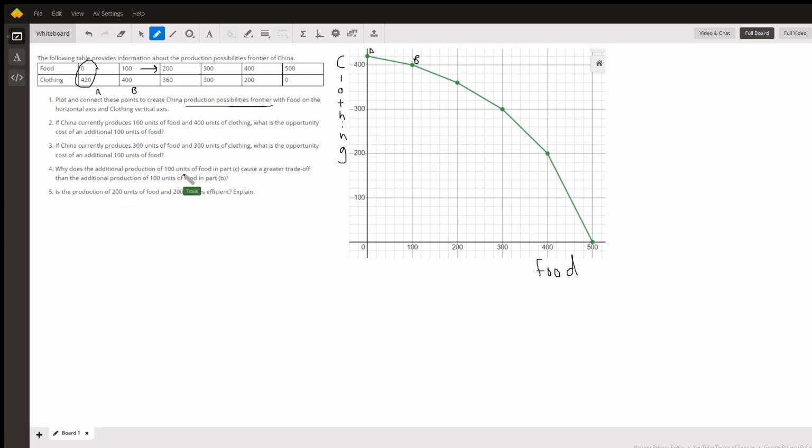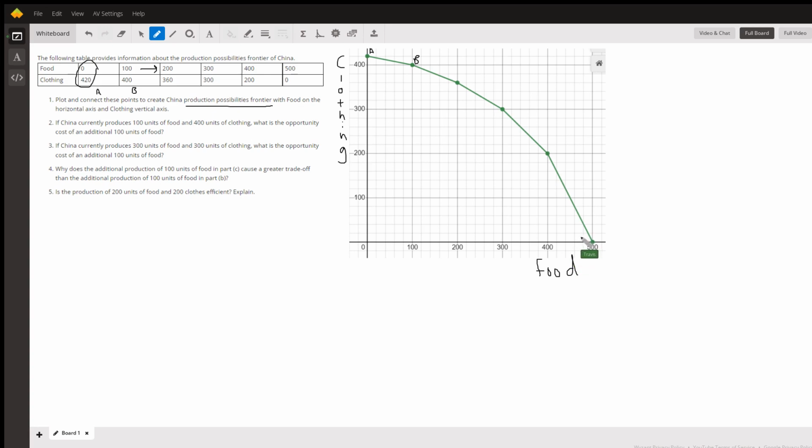Why does the additional production of 100 units of food in part C, I think what they mean is right here, number 3, cause a greater trade-off? So it's known as the law of increasing opportunity cost. So the more food that we produce, we have an increasing number of clothing units that we're giving up.